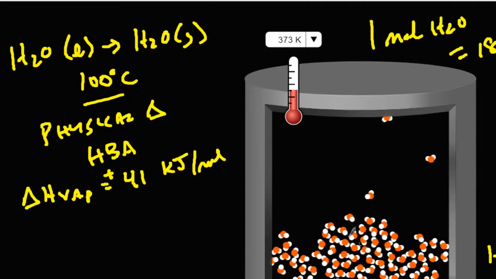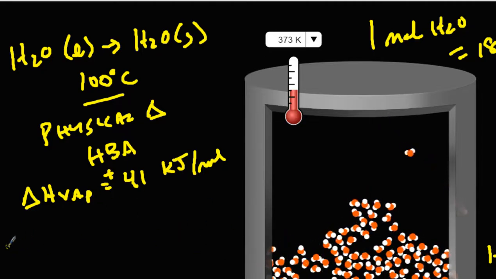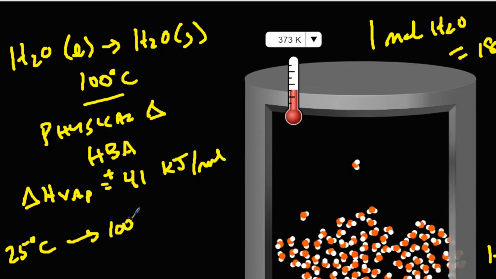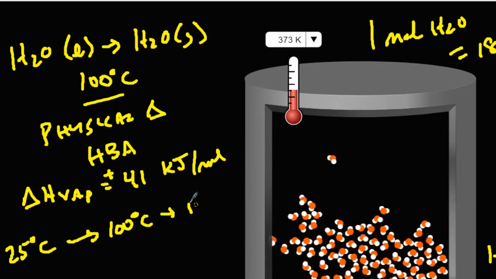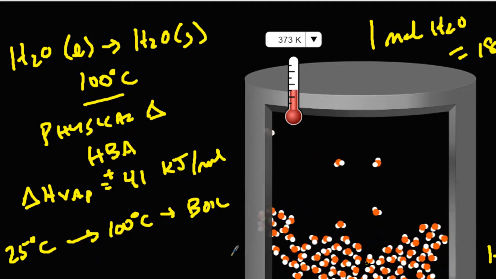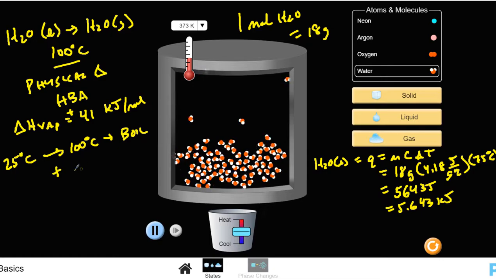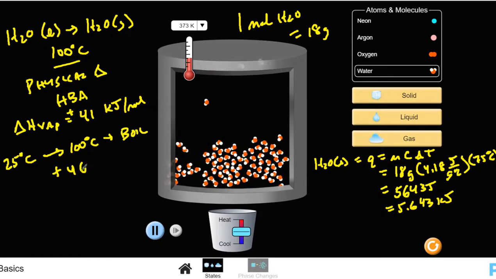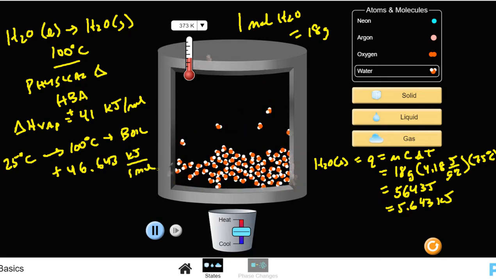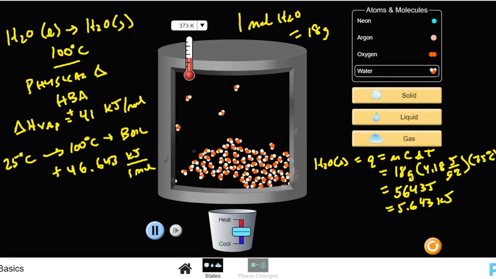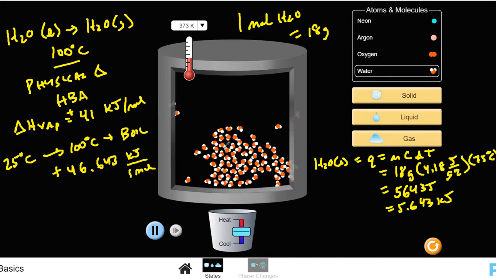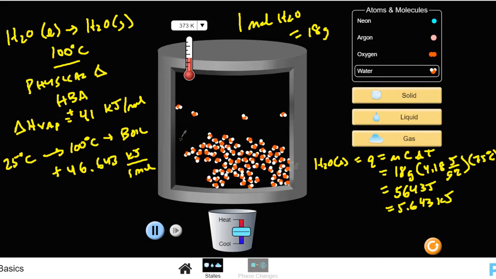So think about it. When we add these two numbers together, to get it from 25 degrees Celsius all the way up to 100 degrees Celsius, and then boil every single one of these particles, we need to put in 46.643 kilojoules to do 1 mole. And we have 1 mole. If it was 2 moles, it would be double the amount of heat. And so that is the amount of heat to boil every single one of these.